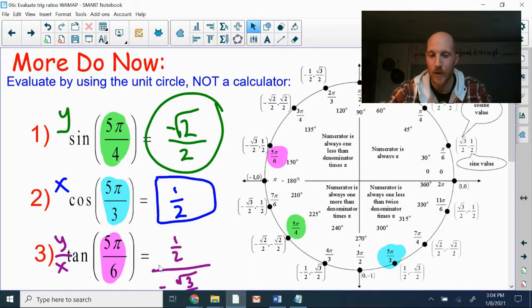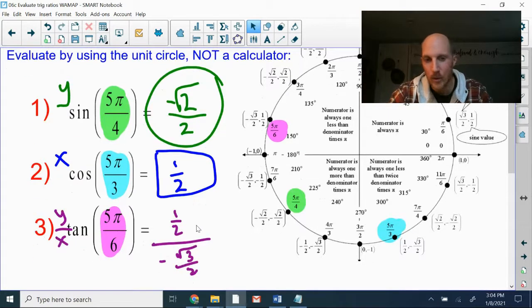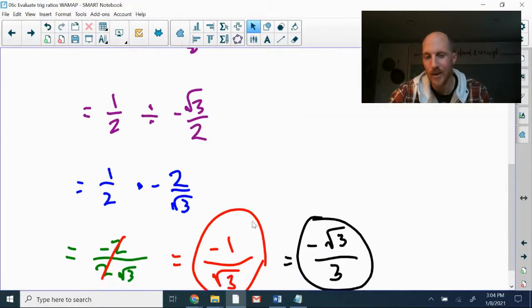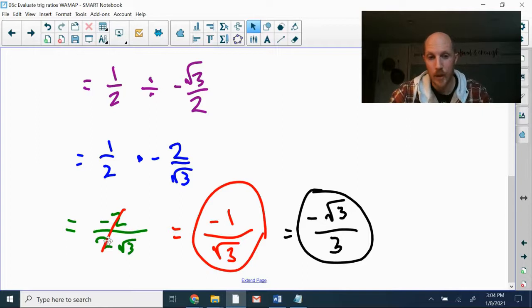And for tangent of 5 pi over 6, we started with 1/2 over negative radical 3 over 2, which gives us a triple stack fraction action. We're of course going to want to simplify that. I changed it to a division of fractions, rewrote that as multiplication, multiplied, reduced, and came up with negative 1 over the square root of 3, which is bad syntax. That's not good math grammar. So I rationalized the denominator and ended at negative radical 3 over 3.